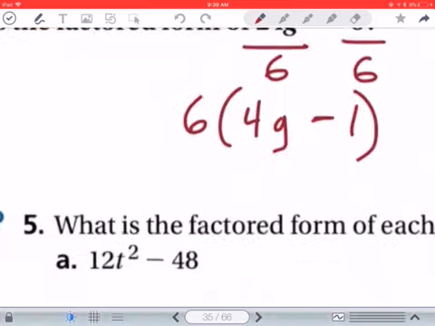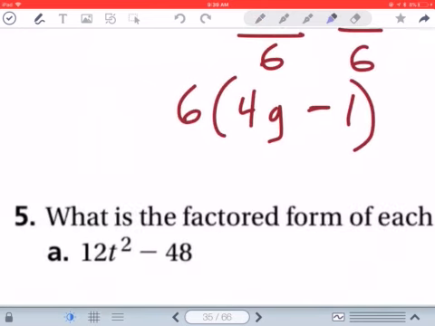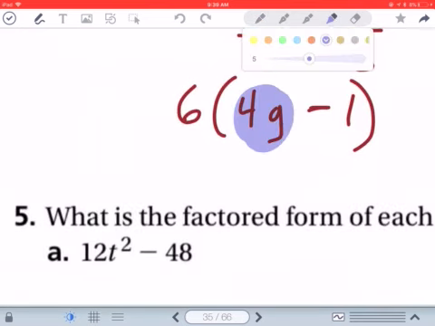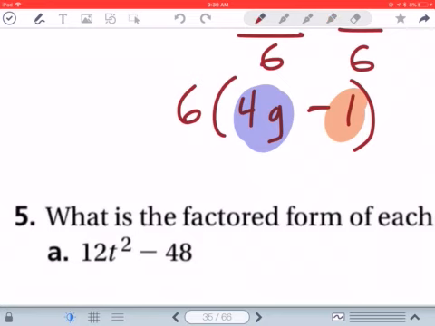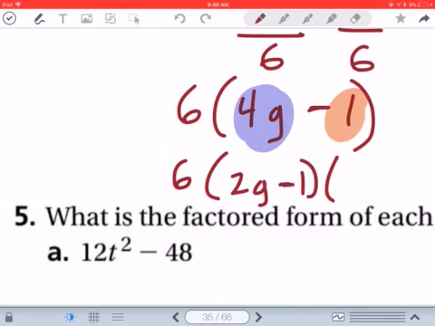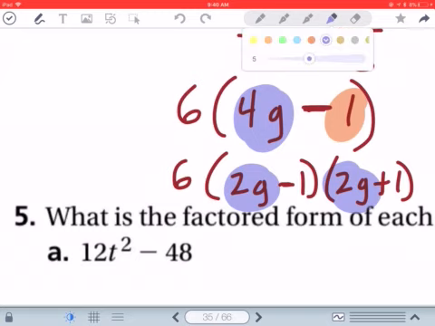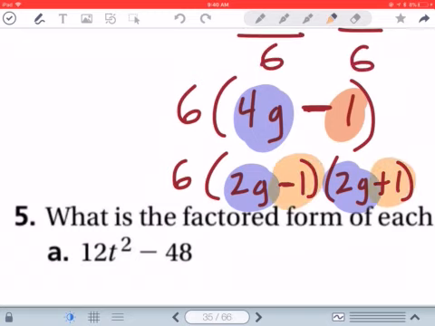And then I can recognize that these are both perfect squares here. A 1 is a perfect square. So I can rewrite this as 6, and then the square root of 4g is 2g. Square root of 1 is 1. And since it's a minus sign here, I have a difference of squares, so that's 2g plus 1. All right, so again, I got my 2g right there. That makes 4, and then I have my difference of squares here.